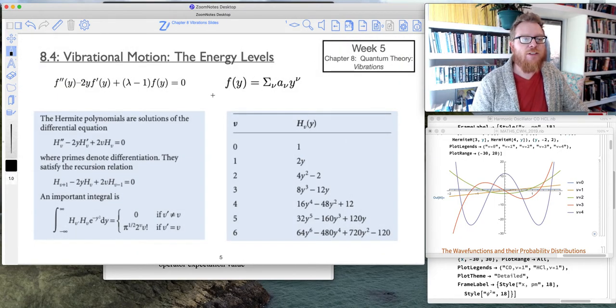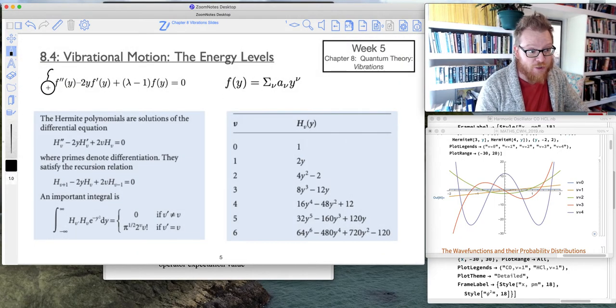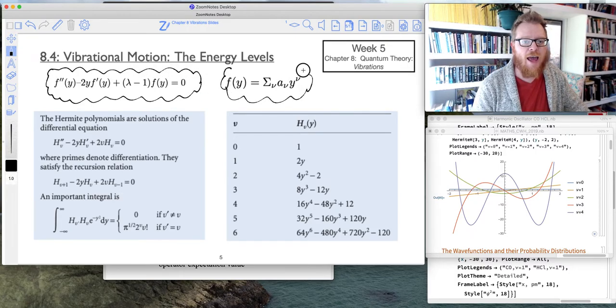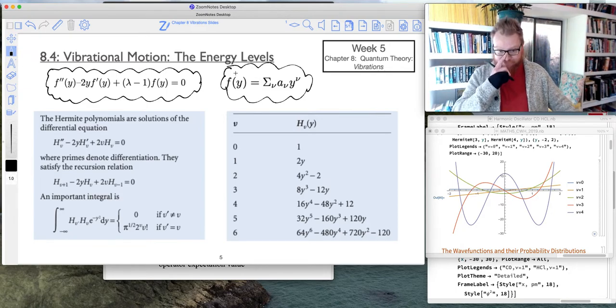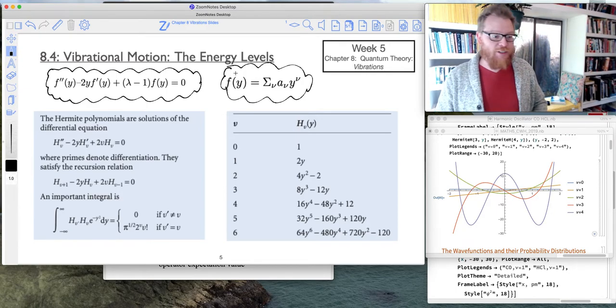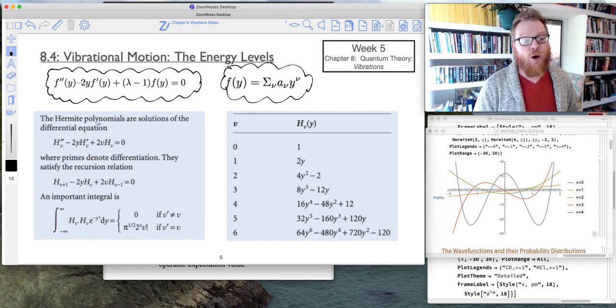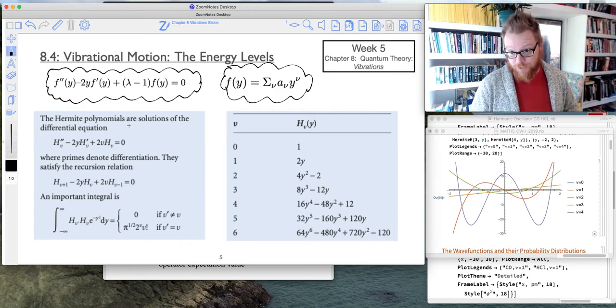There is a very special solution. So this is the equation that I just spent all that time deriving, okay? And here is that general solution. As it turns out, there's a very special relationship that satisfies this equation, and it's called the Hermite polynomials, okay? And so here you can see how they're written.